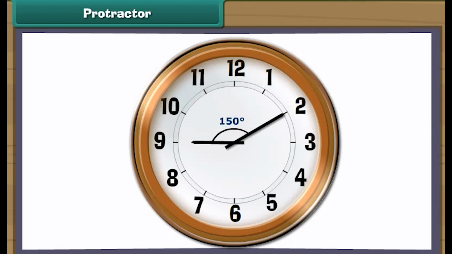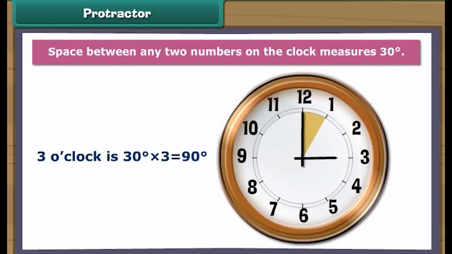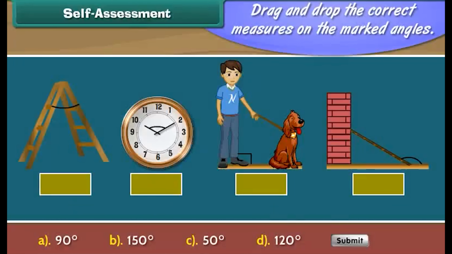The angles made by the hands of a clock can be worked out without the help of a protractor, because the space between any two numbers measures 30 degrees. By this logic, we can measure 3 o'clock as 30 degrees multiplied by 3 is equal to 90 degrees. 20 past 6 as 30 degrees into 2 is equal to 60 degrees. And 10 past 9 as 30 degrees into 5 is equal to 150 degrees.